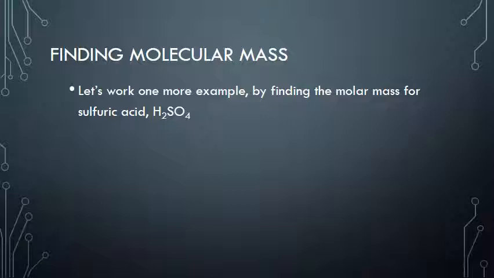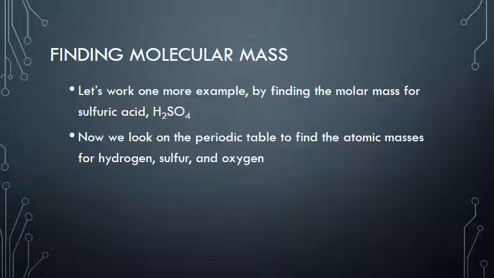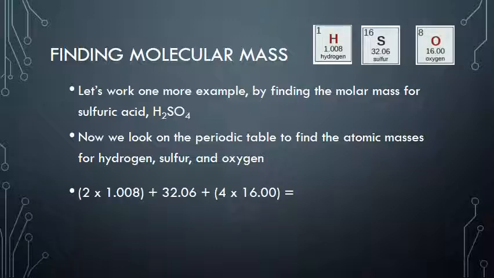Let's work one more example by finding the molar mass for sulfuric acid, which is H2SO4. We look at the periodic table and find the atomic masses for hydrogen, sulfur, and oxygen. We add up the atomic masses for all the atoms using the correct number of atoms, giving me 2 times 1.008 plus 32.06 plus 4 times 16. Adding that up gives me 98.08 grams for 1 mole of sulfuric acid.